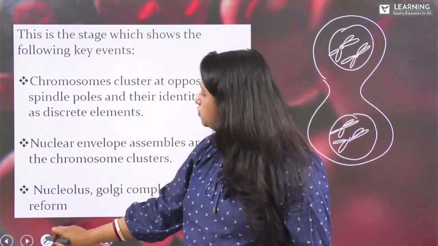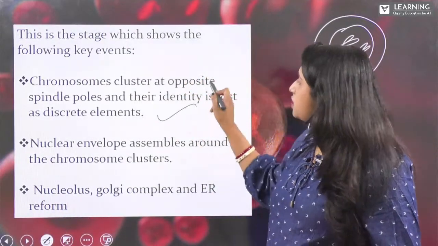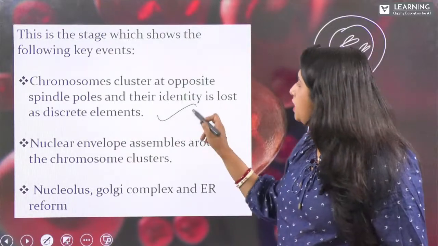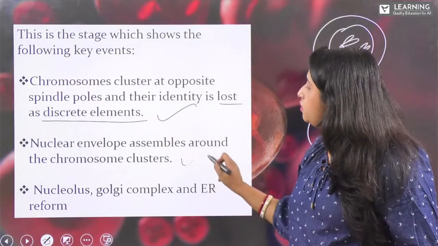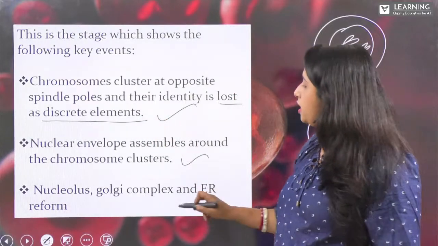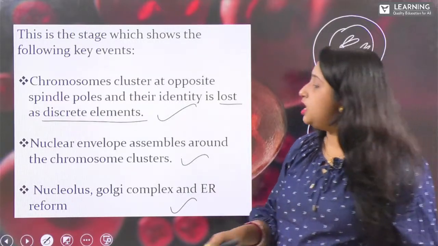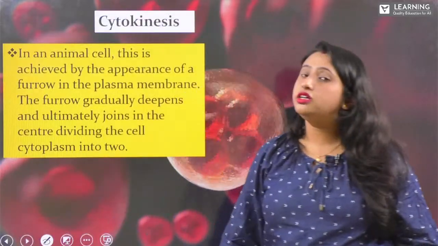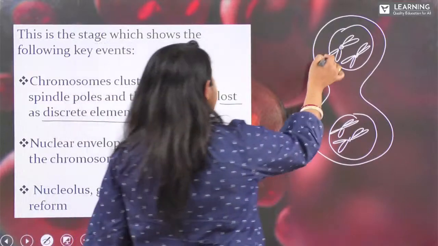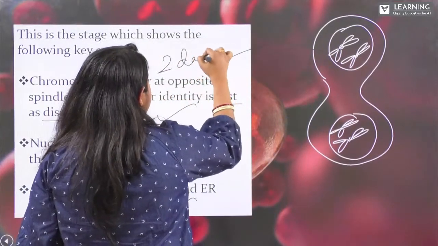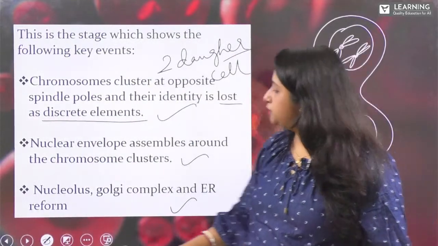So the following events take place in the telophase stage: the chromosomes cluster at opposite spindle poles and their identity is lost as discrete elements, okay? And the nuclear envelope begins to form, and the nucleolus, Golgi complex and endoplasmic reticulum we can see in the telophase stage. So here the two daughter cells are being formed. How many daughter cells can you see here? You can see two daughter cells, okay? During the telophase stage, two daughter cells are being formed.